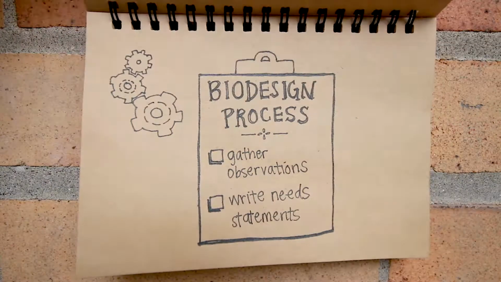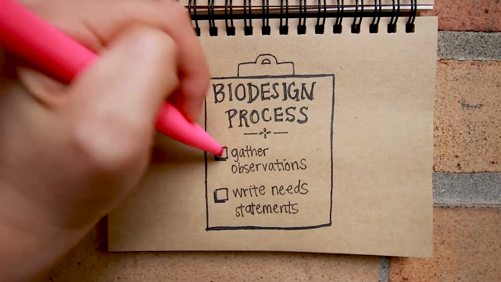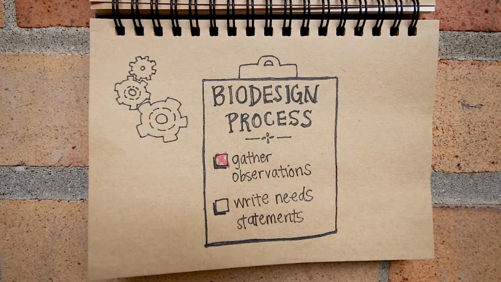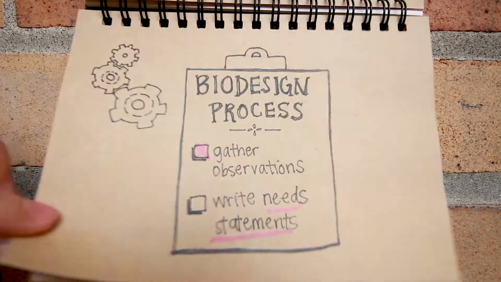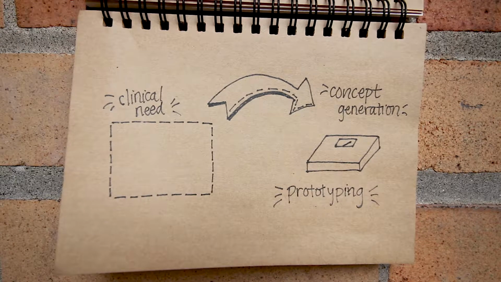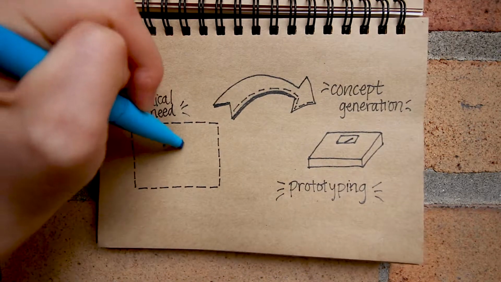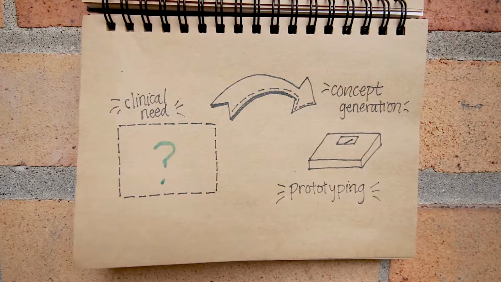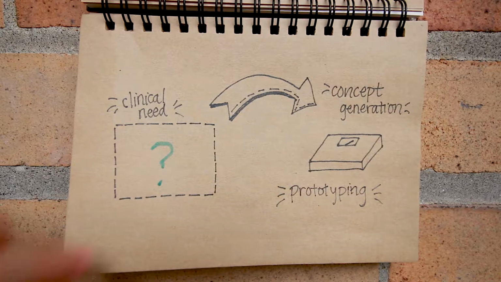In the previous video, you got a taste of what it's like to gather observations, and the next step is to write the needs statements derived from these observations. As bioengineers, it can be tempting to jump straight to concept generation and prototyping, but we need to make sure that these solutions are actually addressing a real clinical need. This is why needs statements are so important. Needs statements are there to guide us through the whole biodesign process.